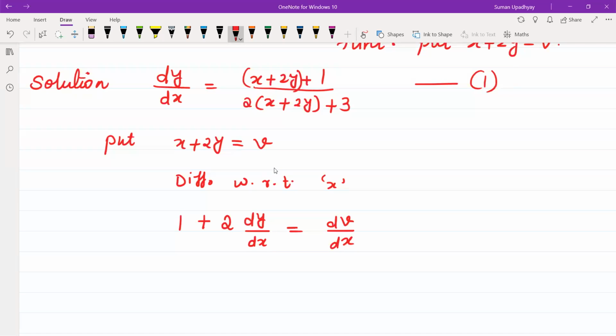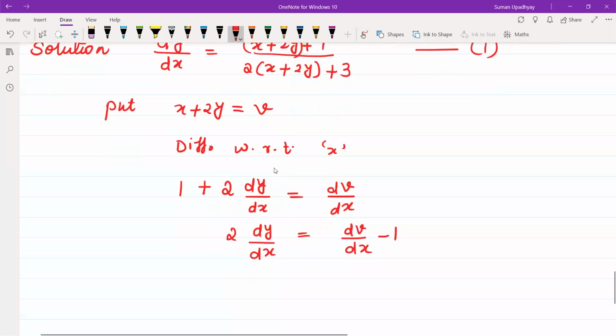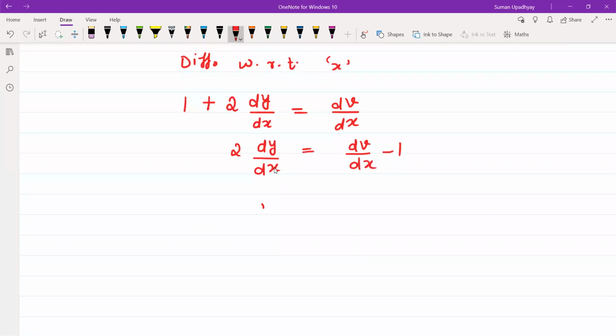Still, I have not got the expression for dy by dx. So I will keep dy by dx on one side, and 2 is also there. I will take 1 on this side. It will become dv by dx minus 1. So your dy by dx will become 1 over 2 dv by dx minus 1 over 2. Because 2 is multiplied over here, it will come over here and get divided to each of these terms. So I will get 1 over 2 dv by dx minus 1 over 2.